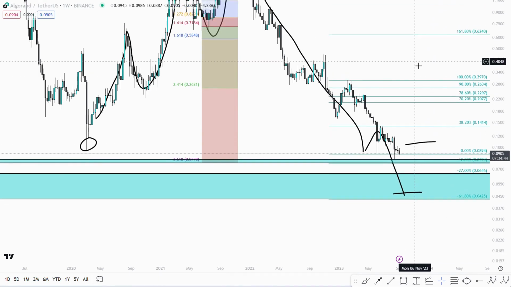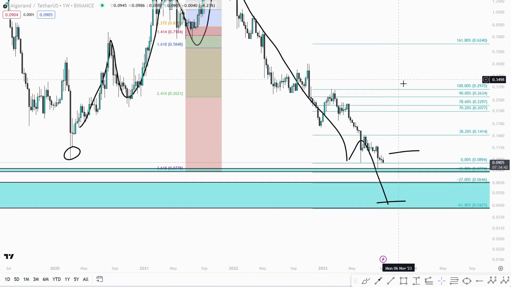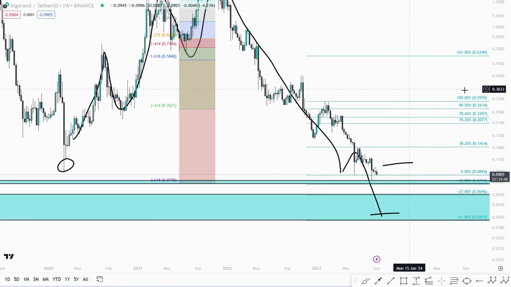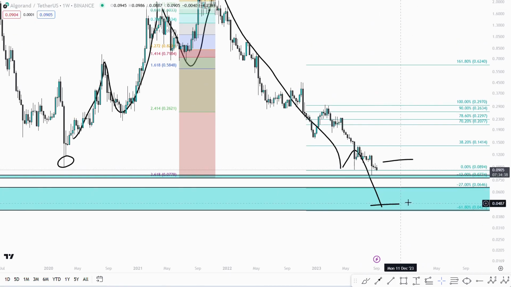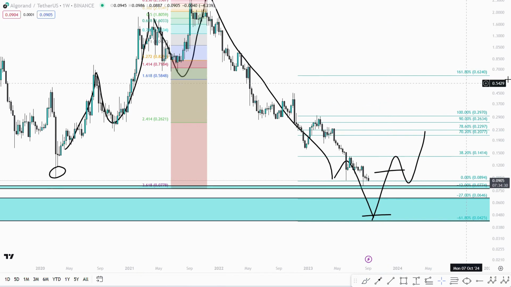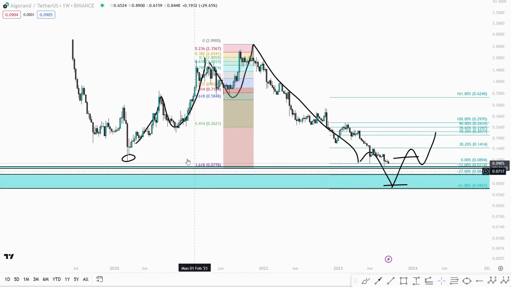So I do think 7 cents would be a nice zone to start dollar cost averaging into the market, and then really looking for them 4 to 5 cent capitulative moves to be able to benefit from them major bounce backs in the market. Of course, it's not financial advice, but this is just what I'm seeing in the market, because Algorand tends to do this: mass capitulation, big opportunities, big green candles are for selling, big red candles to the downside for buying.